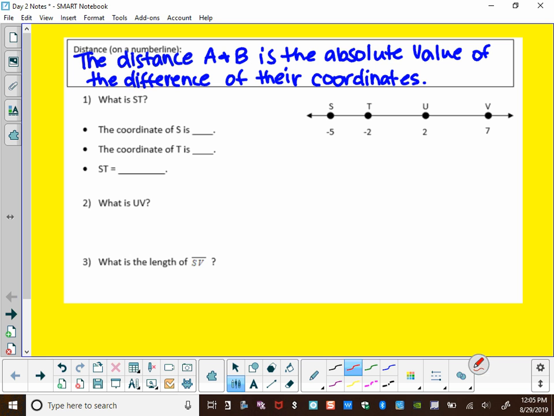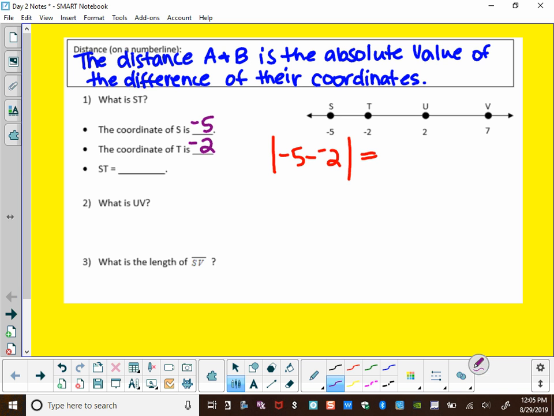Alright, so what is the coordinate of S? -5. -5, good. What about the coordinate of T? -2. Alright, so here we go. In order to find the distance of ST, I'm taking those two numbers and I'm going to find the absolute value of their difference. So, if I have an absolute value of -5 minus -2, what do you get?